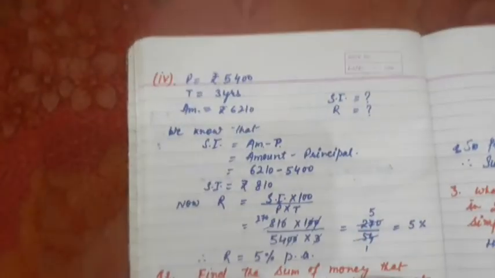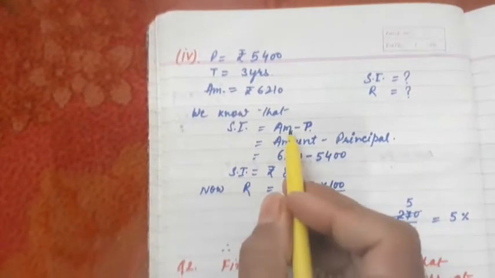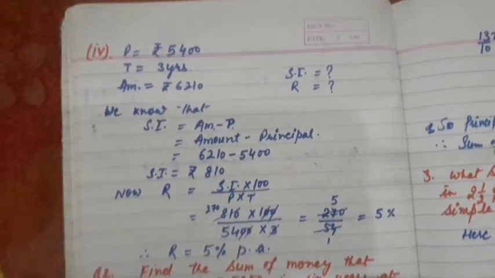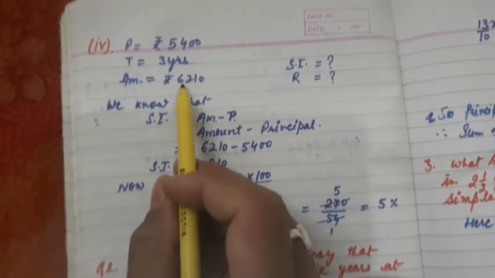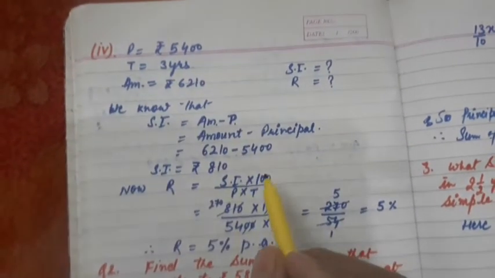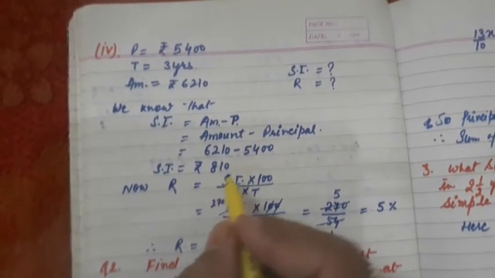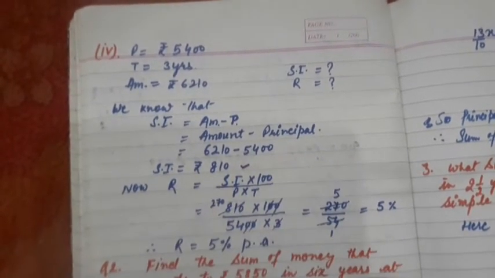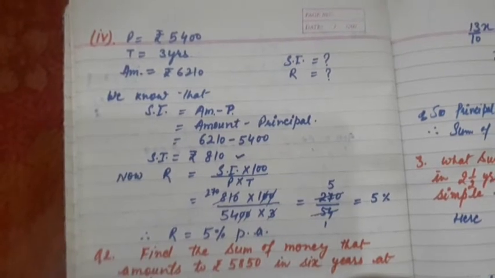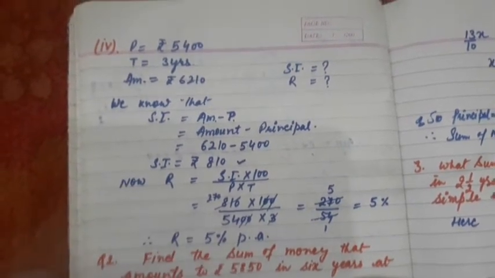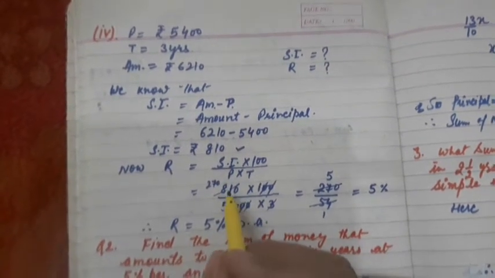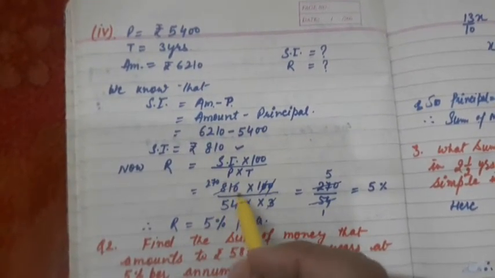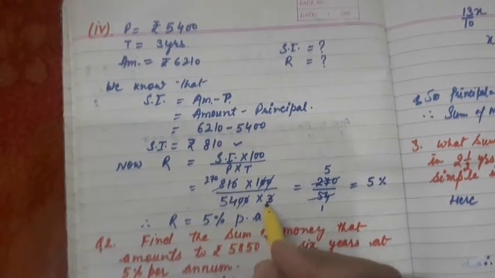So we can also solve this by using this method, that is simple interest is equal to amount minus principal, that is equal to 6210. The amount is given and the principal is 5400. When we subtract, we get simple interest, that is 810 rupees. Now we have to find the rate of interest. The direct formula for rate of interest is SI into 100 upon P into T. When we place the values, SI is 810 into 100 upon 5400 into 3.